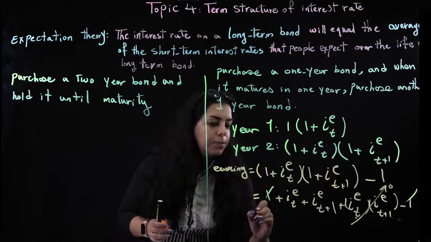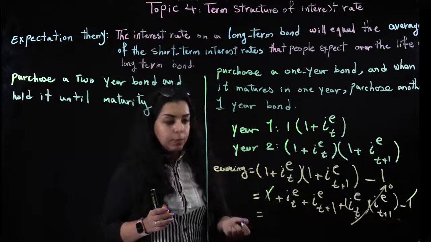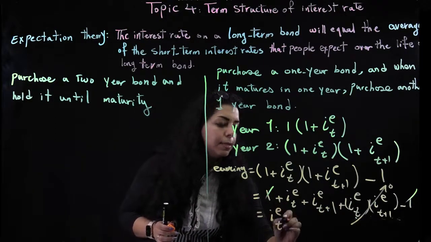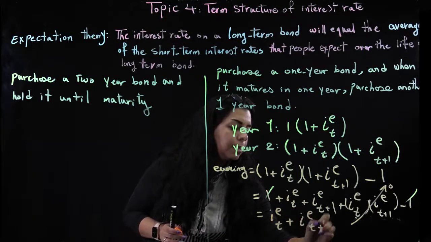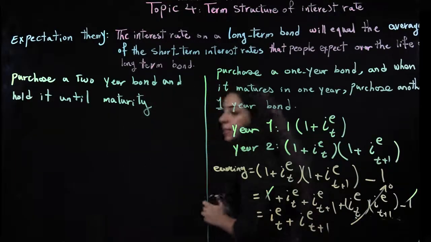So what is remaining for us after these two cancel each other, and this one we assume is equal to 0, is the expected interest rate of the first year plus the expected interest rate of the second year. So this is our earning. Let's move to the second scenario.